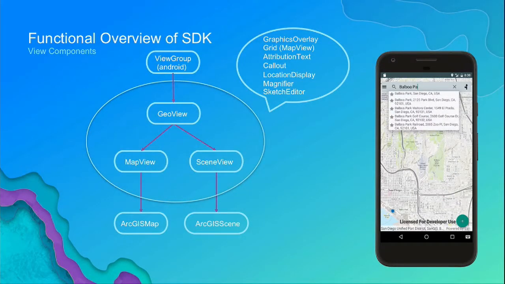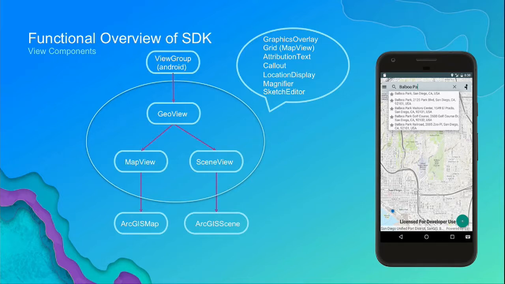So the core component which we have to work with is the view. We want some kind of a view in your app. So for us in the SDK, it's the MapView or the SceneView, and both of them extend from a base class GeoView, which in turn in Android is actually an extension of the ViewGroup class. And that's the view components that we have.